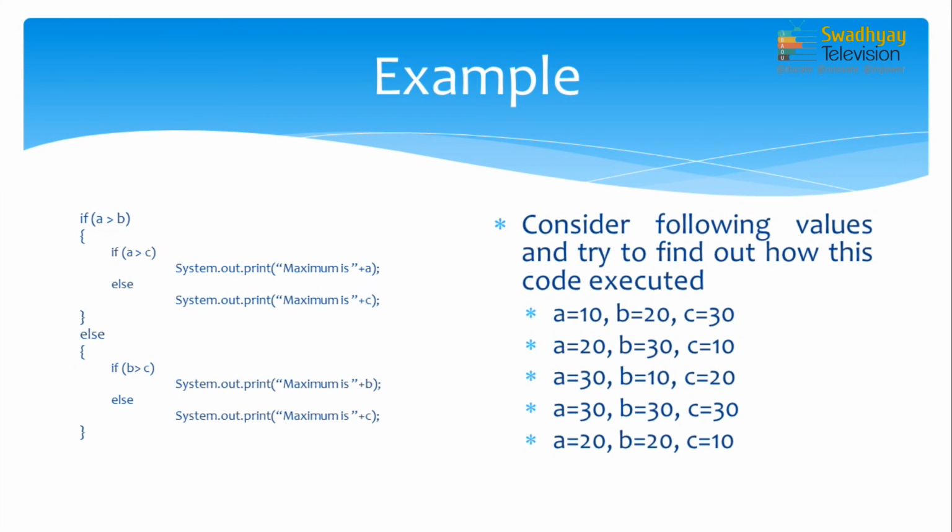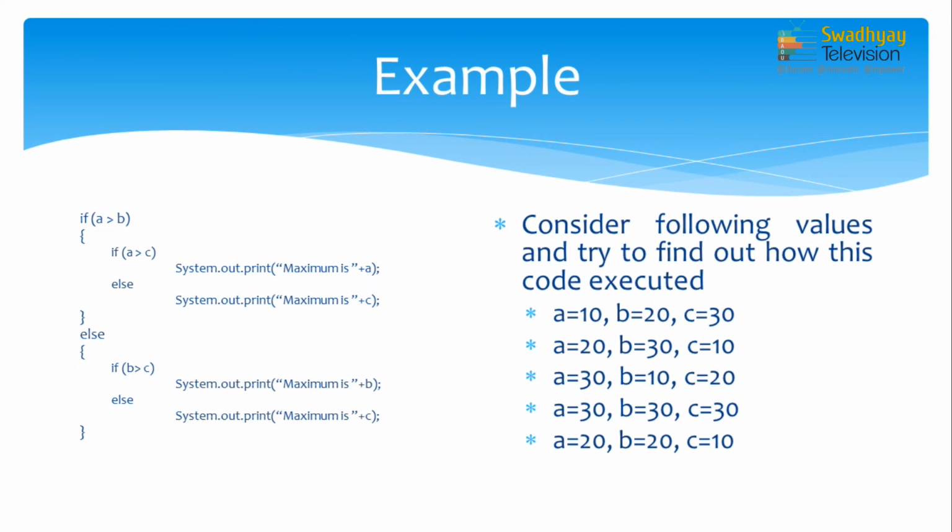Now, what happens if a is not greater than b? Then we can say b is greater than a. So, in the else part we can assume that b is greater than a, and if b is also greater than c, then what we can say? B is also maximum. So, in the else part, if the condition is true, which is b greater than c, we can say the maximum number is b.